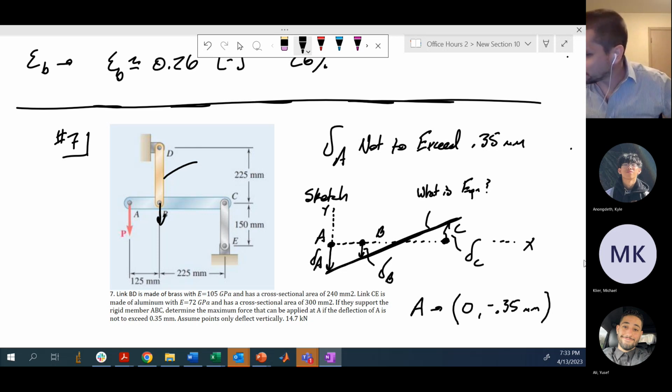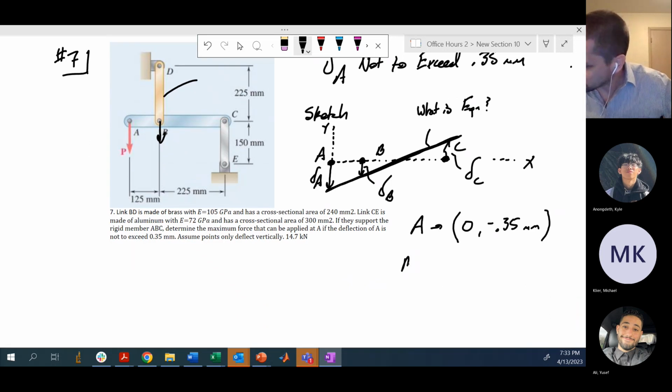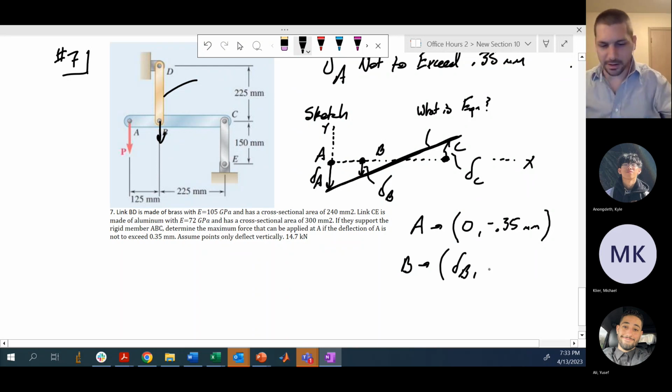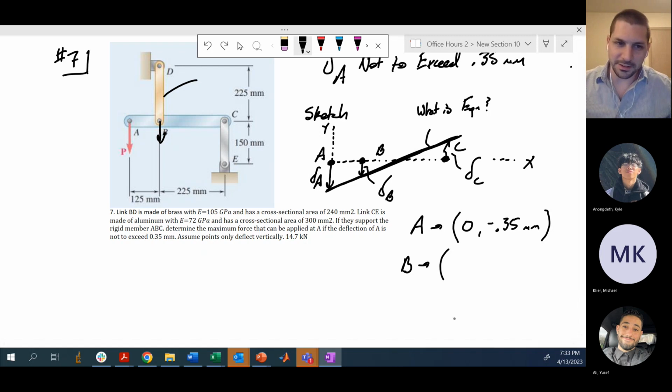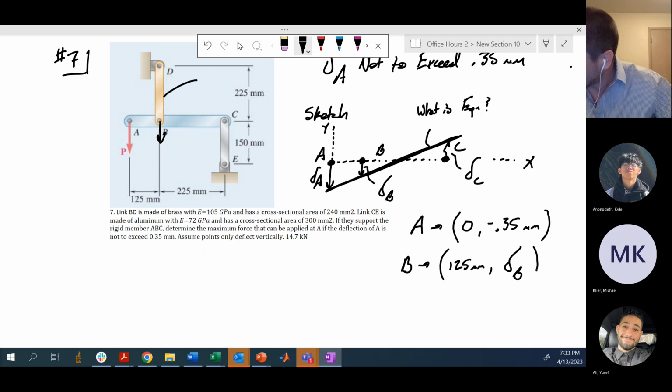What about point B? Point B is going to go to some displacement, let's call it delta B. Sorry, that's not its x-coordinate. Its x-coordinate is given in the problem, 125 millimeters. You could call it 0.125 meters, or 125 millimeters, whatever you want. I stuck with millimeters in the solution, so let's go with 125 millimeters, and some deflection of B. Maybe you call it negative delta B, or let's just roll with delta B at the moment for its particular location. It's going to deflect downwards.